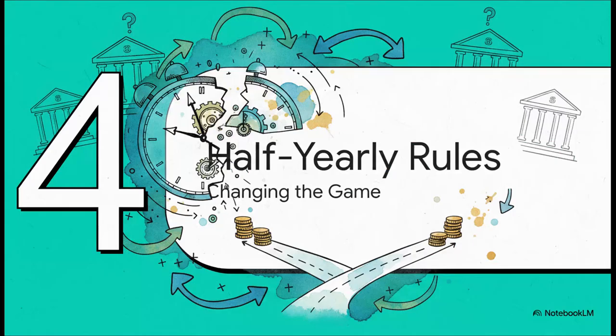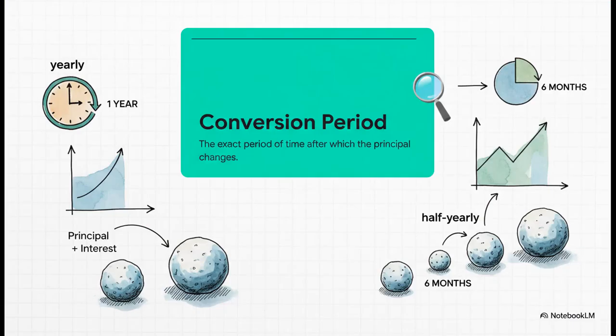Let's look at Section 4, compounding half-yearly, changing the rules. So everything we just talked about works beautifully when the interest is calculated annually. But what if the bank decides to change the rules and calculates your interest twice a year instead? This introduces what's called a conversion period. That's simply the exact time frame after which the principal changes. If your interest is compounded half-yearly, that period shrinks from a year down to 6 months, meaning your snowball is updating its baseline twice as fast.